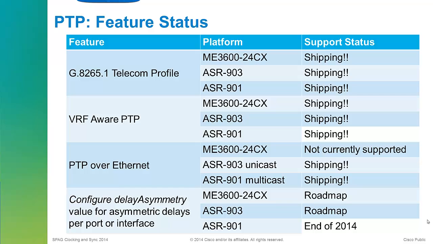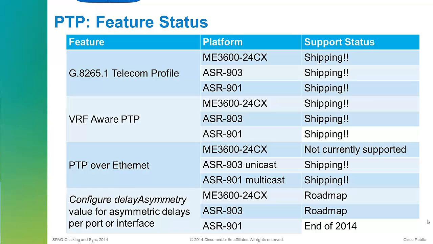And the configuration of delay asymmetry, what that means is that where you have asymmetry between the forward path and the return path of PTP, you can get phase offsets which are not reflecting the true time. You need to correct for them, and the way to do that is you can measure it externally and update a field in the servo on the PTP slave and account for that phase shift. That feature is coming in the 901. We're still working on it for the 903, and it's a bit further out for the 24CX.